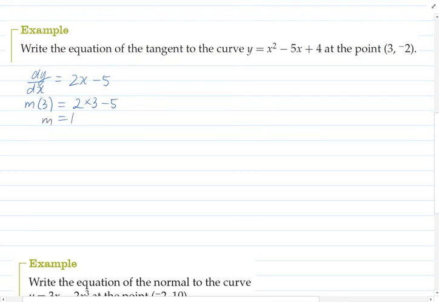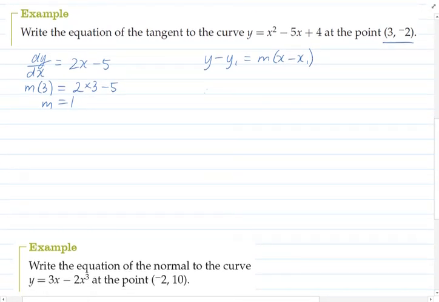Once we've got the gradient, we've also got the point. We can use the gradient intercept equation: y minus y1 equals m(x minus x1). And this should all be familiar to you from your coordinate geometry last year. So we're going to have y minus negative 2 equals m, so that's 1 from over here. That's where that's come from. And then x minus x1, which is 3. So that's come from here. Now it's just a matter of simplifying. So we've got y plus 2 equals x minus 3.